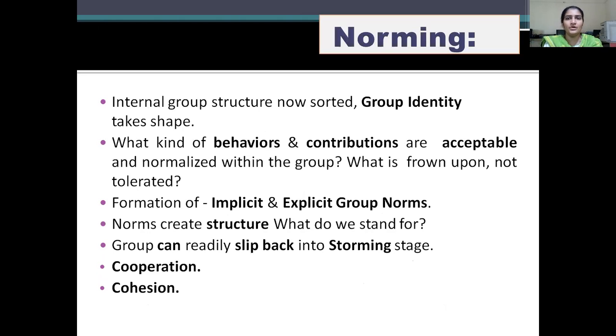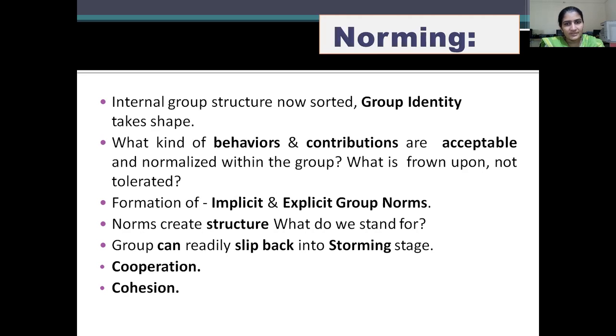Then comes the norming stage. This is when the internal group structure is now sorted. Group identity will take place and it will be given a particular shape. So what kinds of behaviors and contributions are acceptable and normalized within the group, and what is frowned upon and not tolerated. Anything that is going out of control will not be tolerated at this stage.